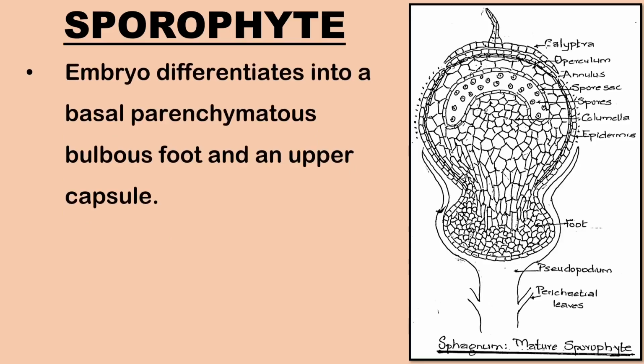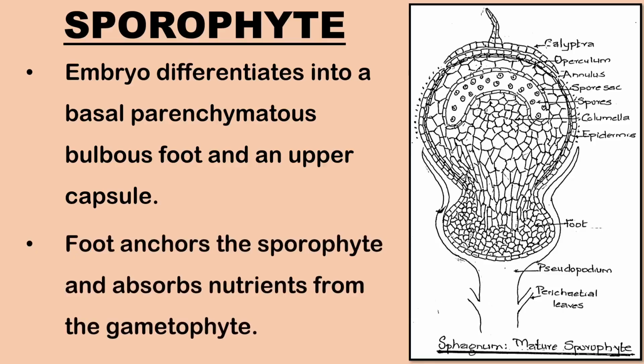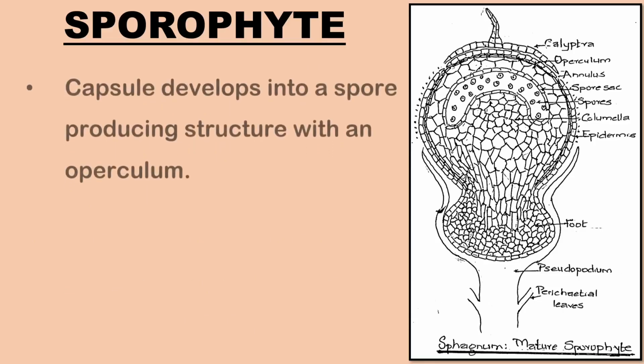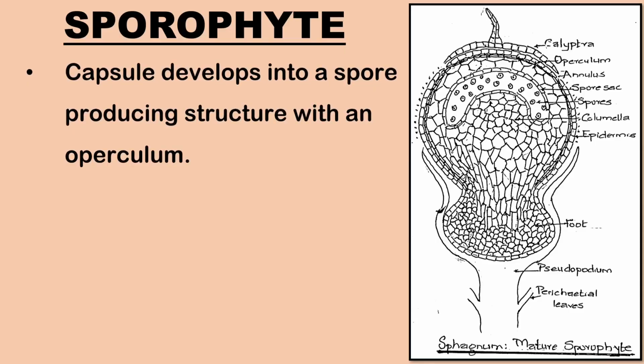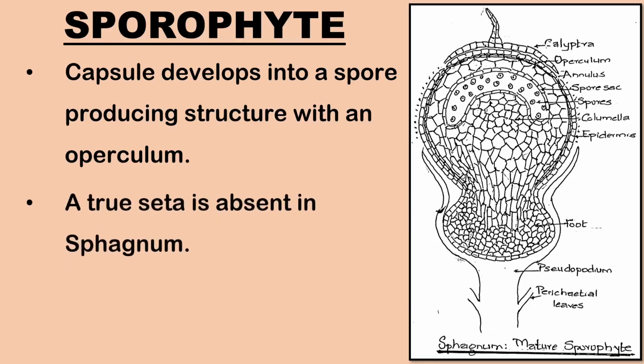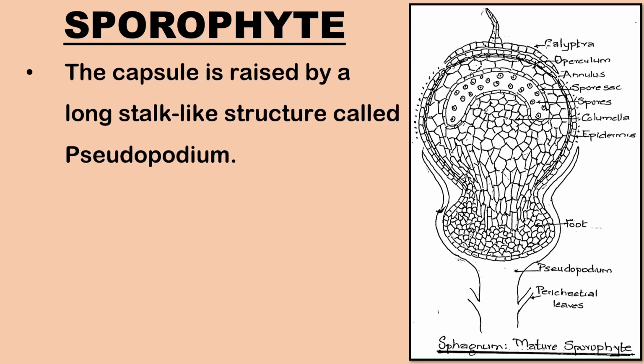Due to continued cell division, the embryo differentiates into a basal parenchymatous bulbous foot and a capsule. Foot anchors the sporophyte and absorbs nutrient from the gametophyte, and the upper part, the capsule, which develops into the spore-producing structure, is covered by a lid known as the operculum. A true seta is absent in sphagnum. The capsule is raised by a long stalk-like structure called the pseudopodium formed by the gametophyte.